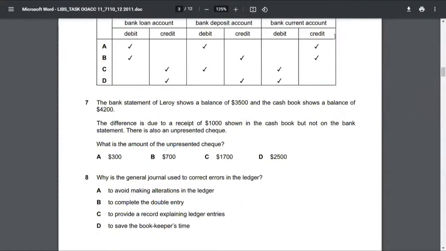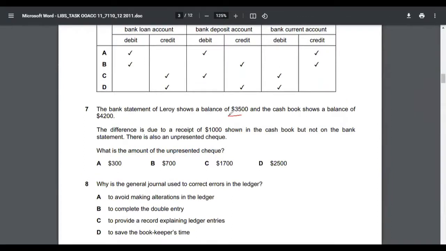Let's look into multiple choice 7. The bank statement of Leary shows a balance of 3,500 and the cash book shows a balance of 4,200. So bank balance is 3,500 and cash balance is 4,200. The difference is due to receipt of $1,000 shown in the cash book, but not on the bank statement. There is also an unpresented check.